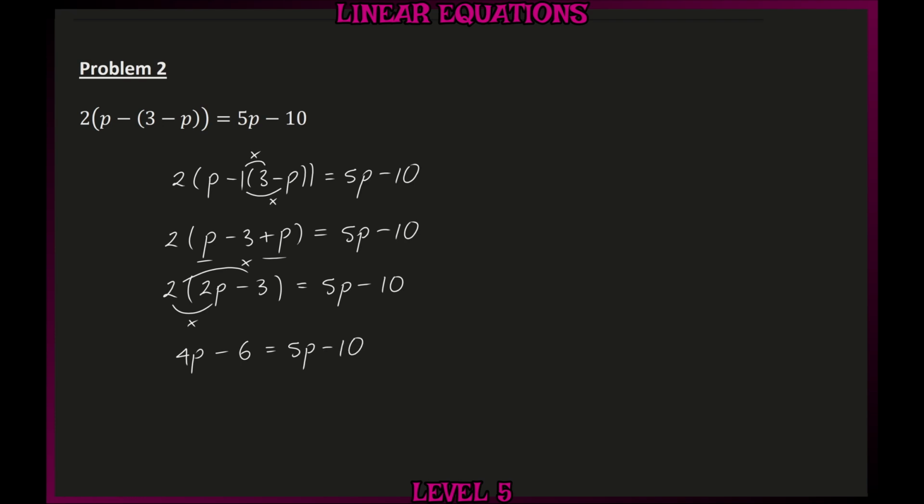Now we have p's on both sides of the equation, so we're going to keep them on the side where we start with the most, and that's the right hand side. So we're going to eliminate the 4p from the left by subtracting 4p, and do exactly the same on the right.